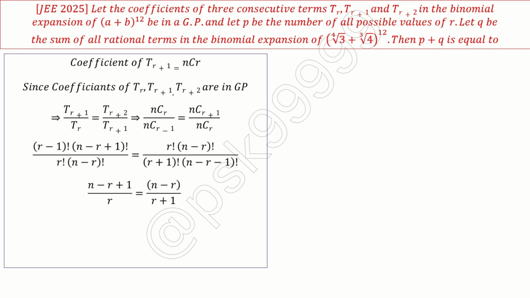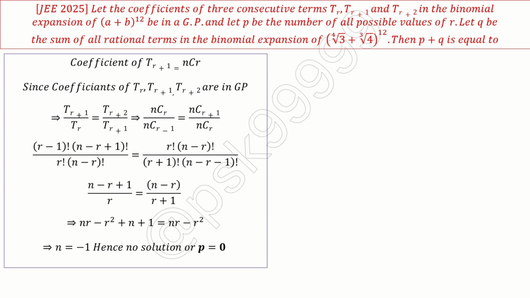Simplify it, what you will get is nr minus r square plus n plus 1 equal to nr minus r square. Nr minus r square will get cancelled. n is equal to minus 1. But in a binomial theorem, we know that n cannot be a negative number, right? So which means for p, there is no solution. So p is equal to 0.